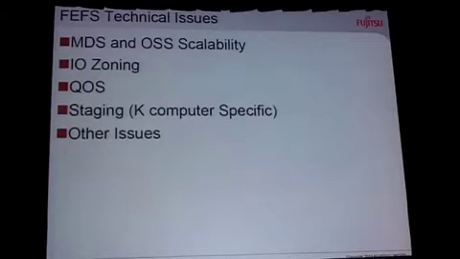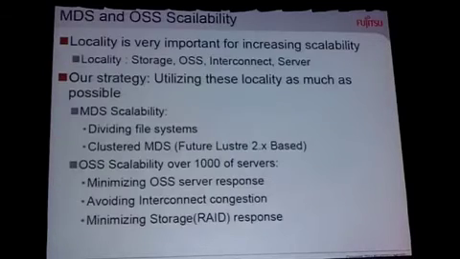So let's talk about our technical issues. I can point out four. One is MDS and OSS scalability, the second is I/O zoning, the third is OSS QoS, and the fourth is staging and other topics. First, I talk about MDS and OSS scalability. To realize scalability, locality is very important. So our strategy is utilizing this locality as much as possible.